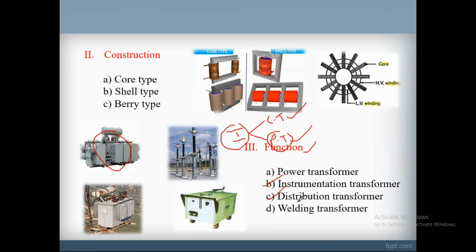This transformer is what we are seeing in our locality, our local areas. So this type of transformer is used in the distribution system. That's why we can call it a distribution transformer. Now in the voltage levels, what is the difference between these two? Power transformer, distribution transformer. ఈ రెండిట్లో ఏది స్టెప్ అప్, ఏది స్టెప్ డౌన్ ట్రాన్స్ఫార్మర్?